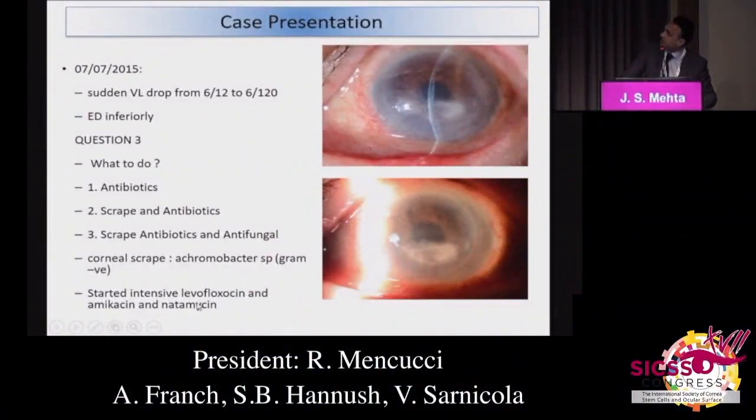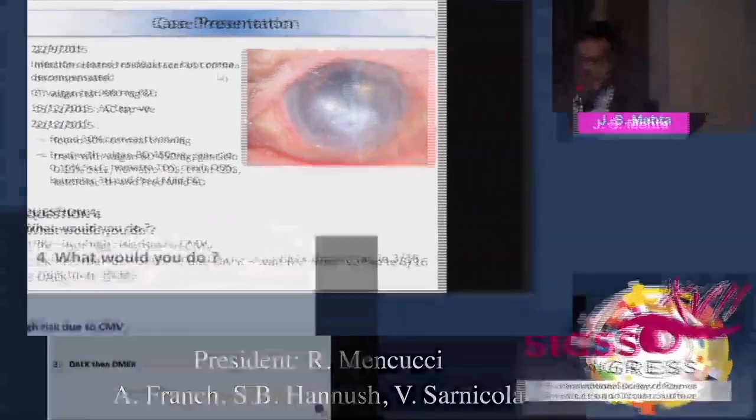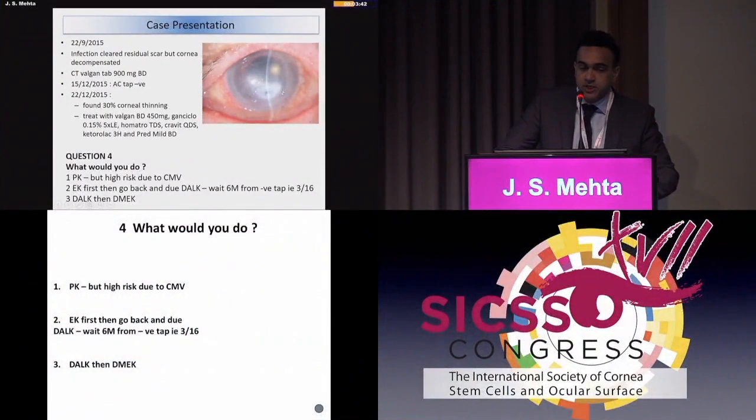So he started intensive antibiotics; we have availability of levofloxacin 1.5%. He's on amikacin because they're often quite sensitive to amikacin, but recently we've had an Achromobacter infection which is not sensitive to amikacin and needs ceftazidime, and he also started on natamycin. So we cleared the infection, and then he had a scar, but his cornea decompensated because of all the inflammation you can see around the back over here.